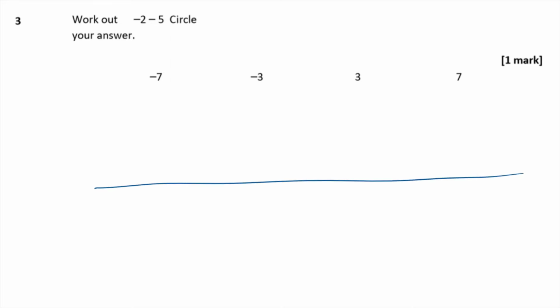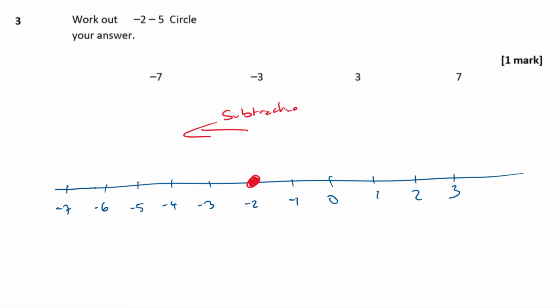Question 3, work out -2 minus 5. Alright, well, if you're on the number line, 0 in the middle, 1, 2, 3 this way, then you've got minus numbers going this way, haven't you? So -1, -2, -3, -4, -5, -6, -7. Okay, so if I'm at -2 here on my number line, and I am subtracting 5, subtraction is this way, isn't it? So I'm going 1, 2, 3, 4, 5 jumps that way. I'm going to end up at that point there. It's -7. It's this one.